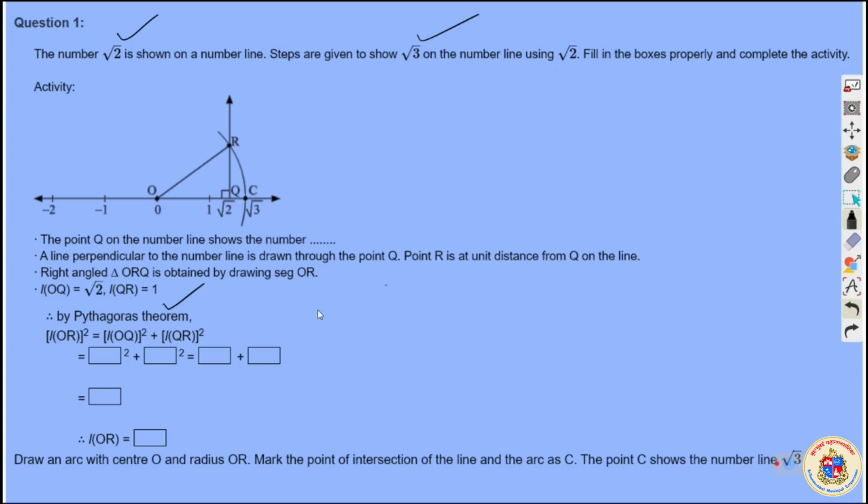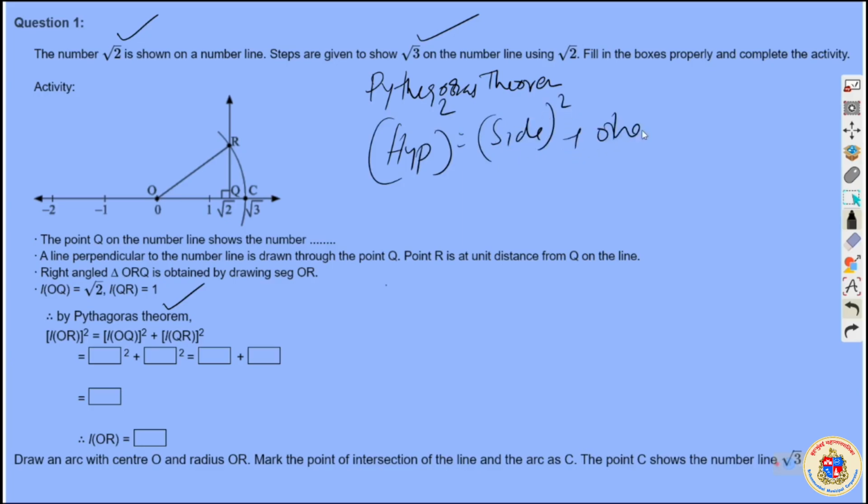What actually we are doing is, according to Pythagoras theorem, we know that hypotenuse square is equal to the sum of the squares of the other two sides in a right angled triangle. This principle we are using in solving the situation here. We want root 2 on the number line.